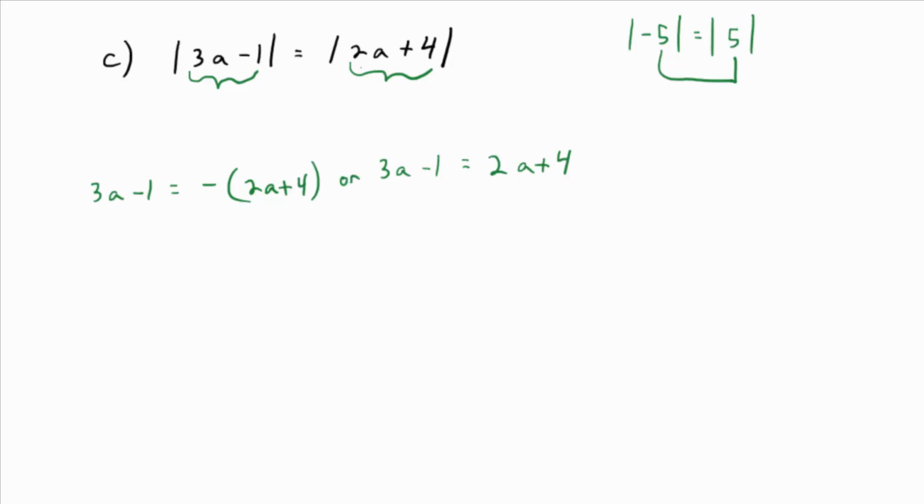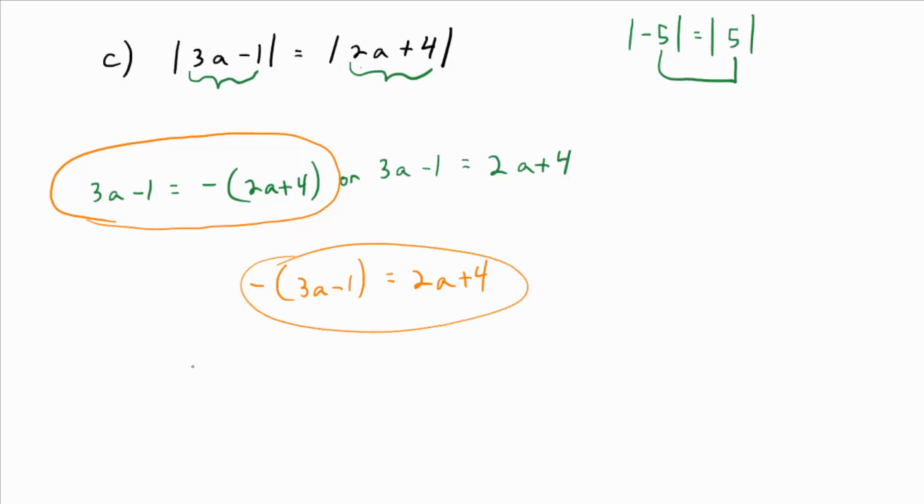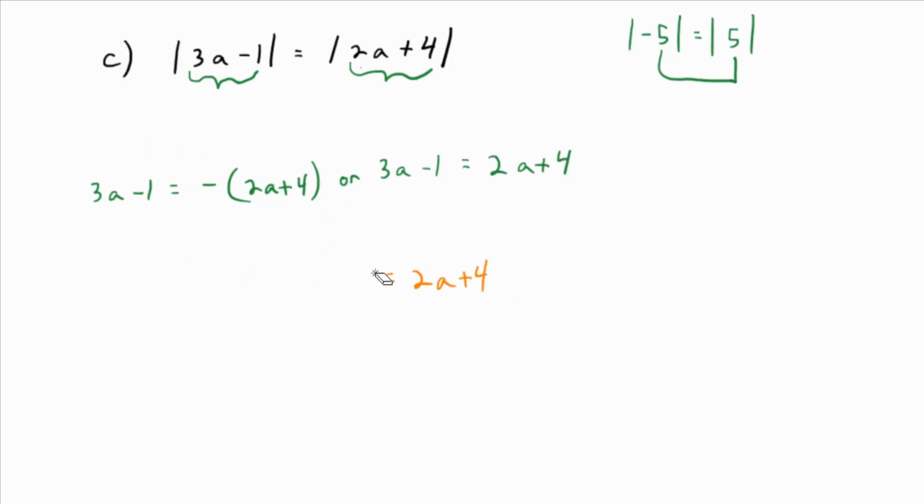Now, some of you are thinking, well, there's a third equation, right? Couldn't you say the opposite of 3a minus 1 is equal to just 2a plus 4? It is redundant, because that'll get you the same solutions as this. You could just multiply both sides by a negative and then you'd get that. So we don't need that third equation. There's still only two possibilities. So it's really the same technique. You set the guys inside the absolute values equal, or the guys inside the absolute values opposite, and you solve those two equations.